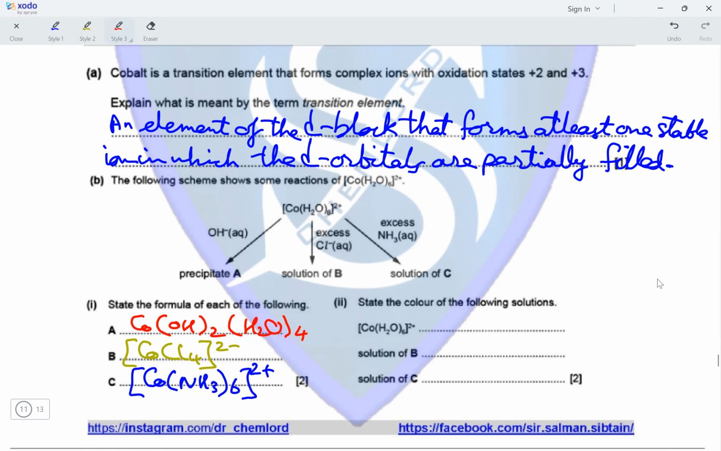Next, they've asked state the color of the following solution. So [Co(H2O)6]2+ is a pink solution. Solution B appears blue, and solution C appears brown.